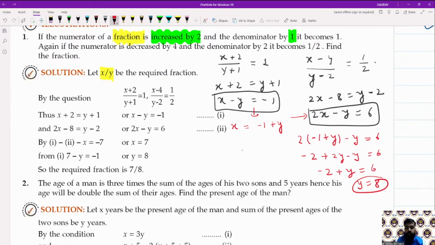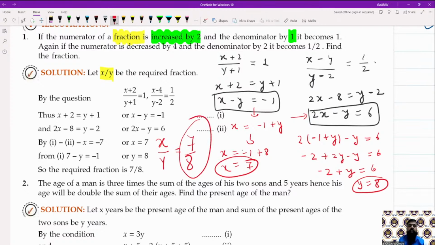Now substituting the value of y again here, x is equal to minus 1 plus 8. So x we are getting as 7. Now what we have to find out is the fraction. The fraction we have taken was x upon y. So the value of x is 7 and the value of y is 8. So 7 upon 8 is the fraction required.